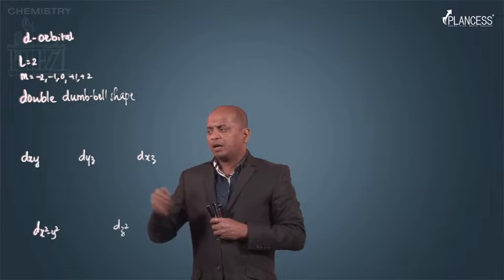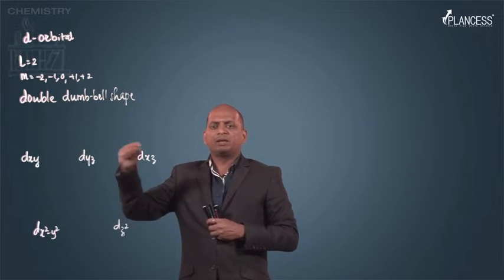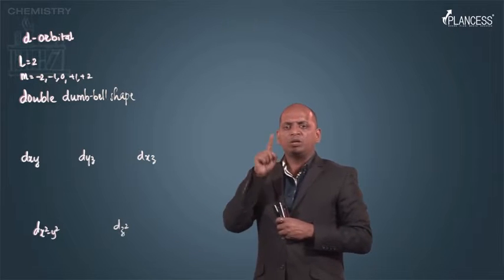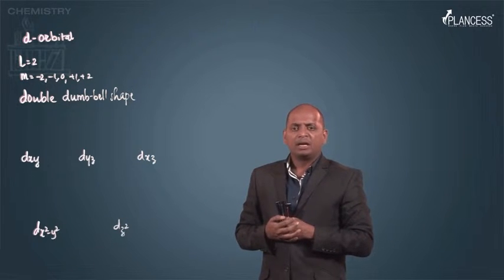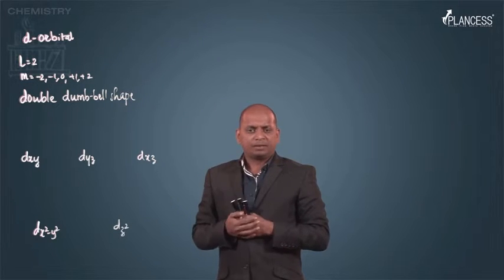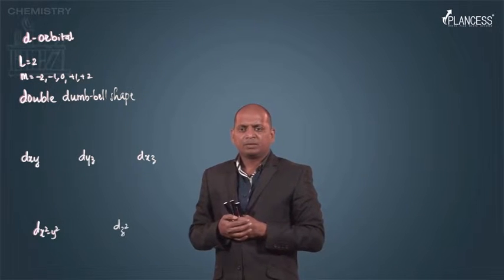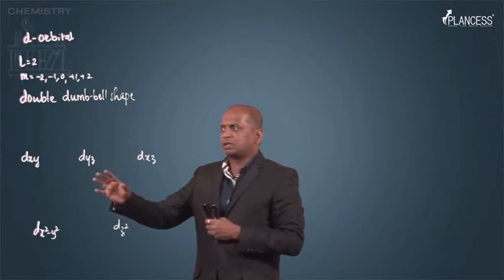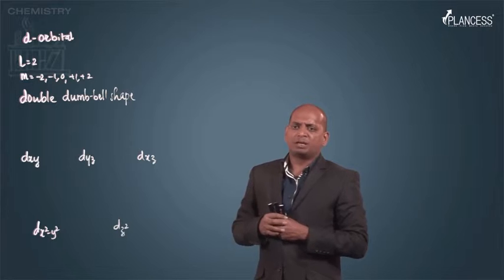Now, in all 3 cases, we have a double dumbbell shape. In this case, we have only one lobe along the z axis and there is a doughnut along the xy plane. So it is like a baby scooter. So these are the 5 orientations the d orbital has.